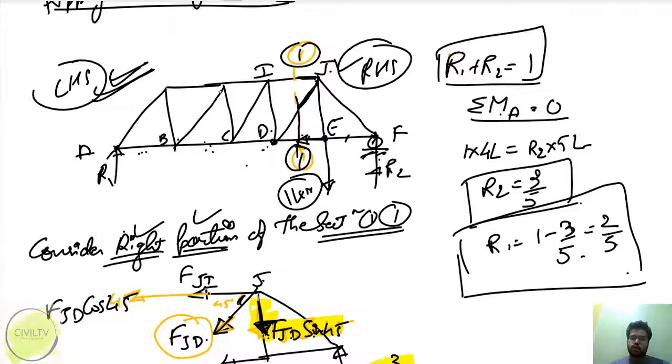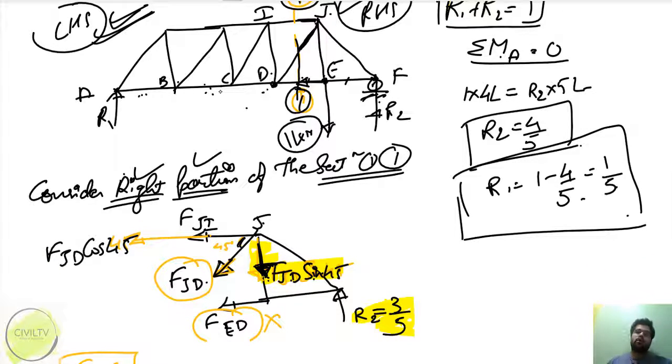So R2 comes out to be 4/5, and R1 comes out to be 1/5. That gives me R1 and R2. Similarly, what will I do now? I have to apply the condition of equilibrium, so for that I have to consider either the right hand side of the section or the left hand side of the section. So for the sake of simplicity, I am again considering the right hand side of the section.